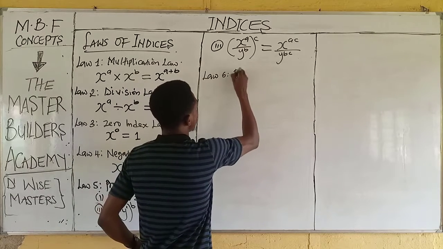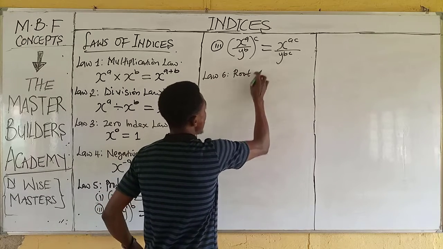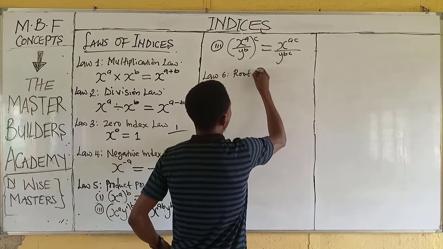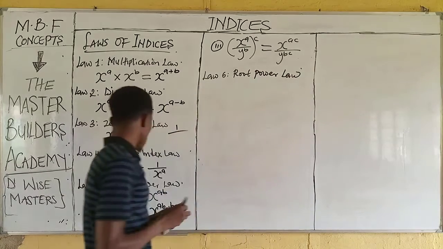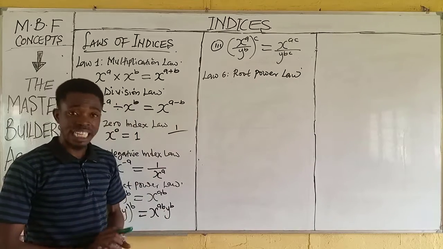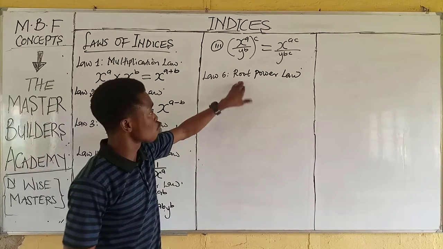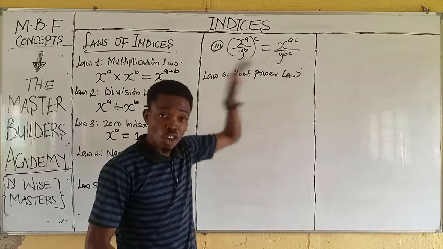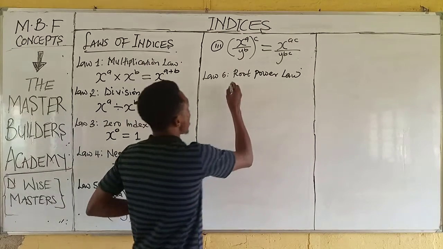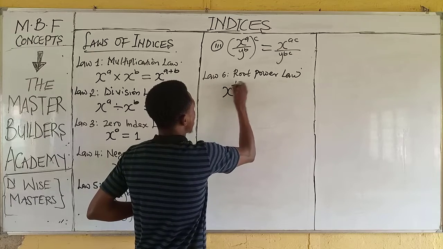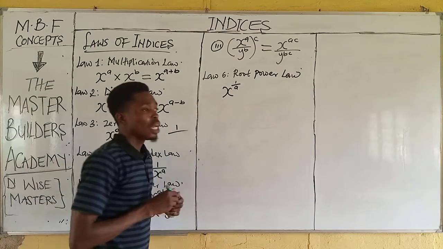Law 6 is called the root power law. Like I said, you can use the word power, you can use the word index. So I can call this root index law or root power law. Now, in this case, I have s raised to the power 1 over a.